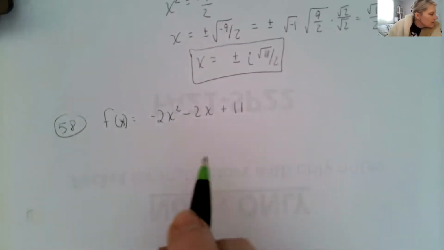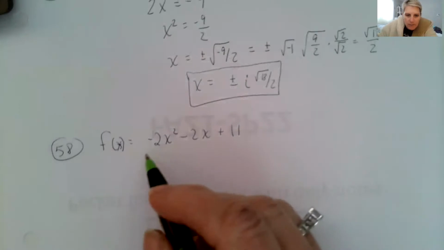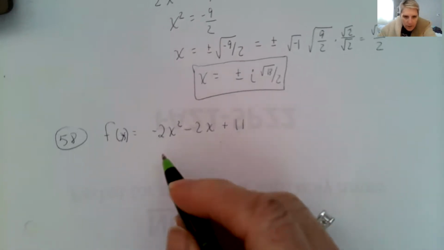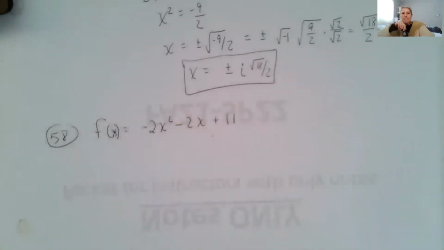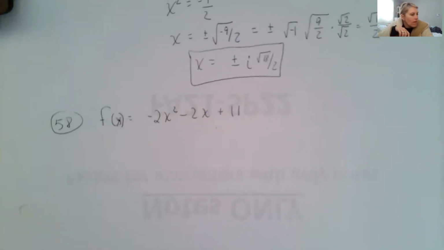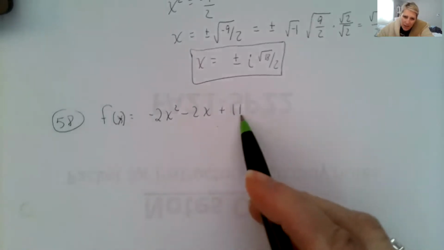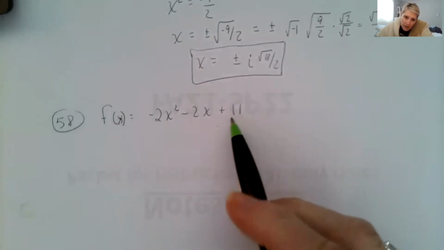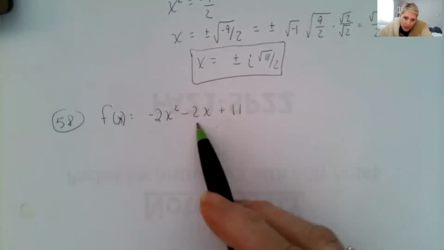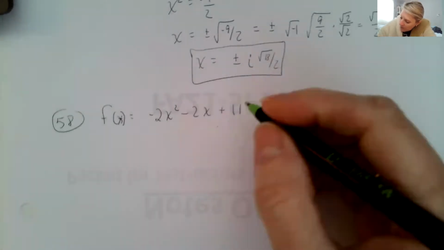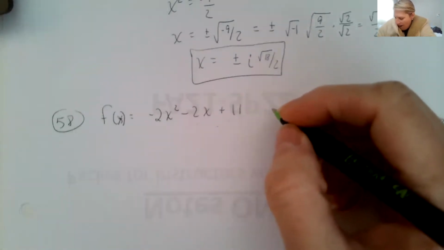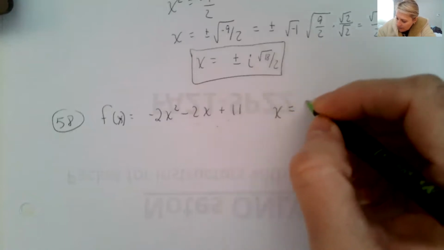Number 58. Okay, now we have this 3-term. So we can see if we can factor this, but we cannot because there's no factors of 11 or 22 that add to make a negative 2. So that's not a possibility. So we're going to use our quadratic formula, which we have not used in a long time.